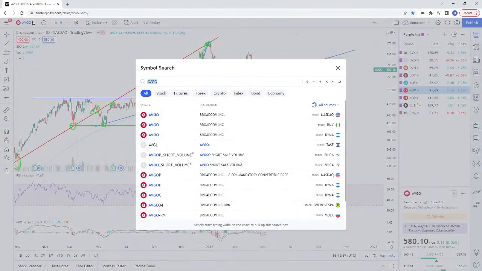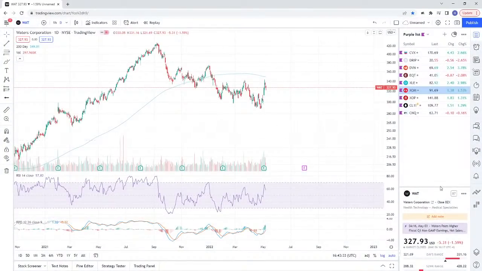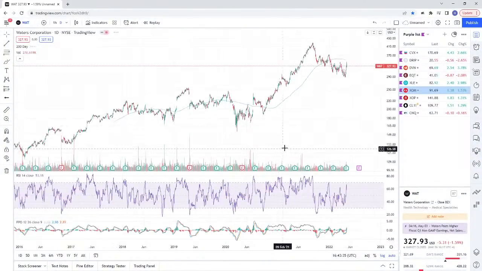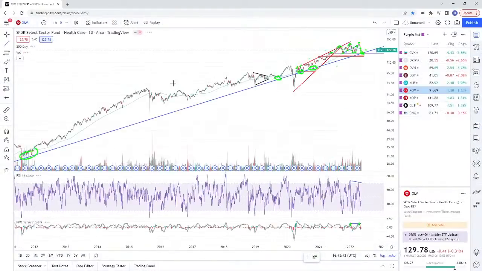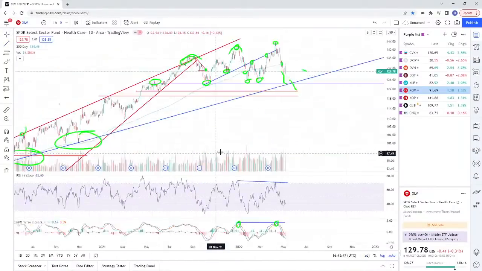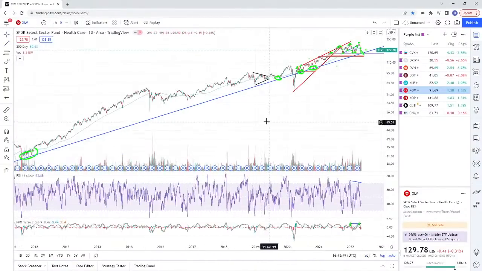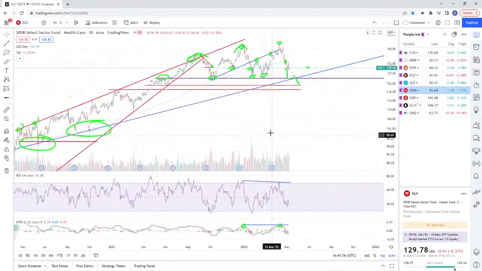What is that one? I don't know what this is. This is medical, so XLV is going to be kind of your tell with the healthcare sector. And it's been one of the stronger sectors for sure. Here's your bull trend in XLV. This is going back to 2011. This is the bull trend I've got.